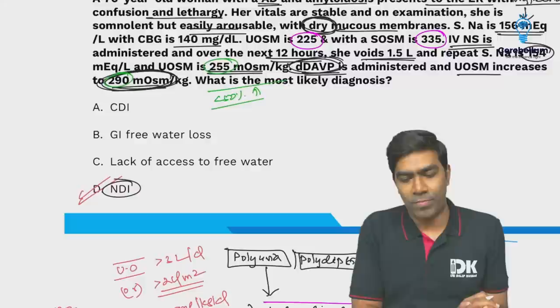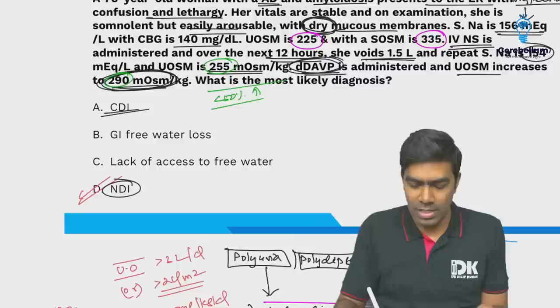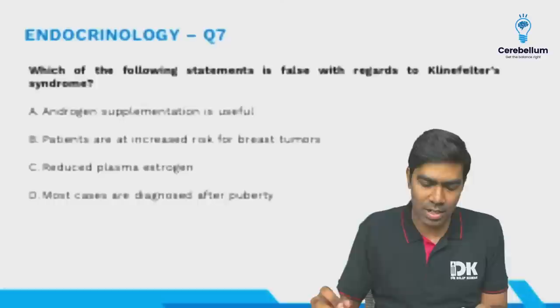Central means it should have gone beyond 300 and there should be more than 50% rise for sure. GI free water loss and all is just a dummy choice. Lack of access to free water is also a dummy choice. That's not right. So this question is done and dusted. Let us move on to the next one.